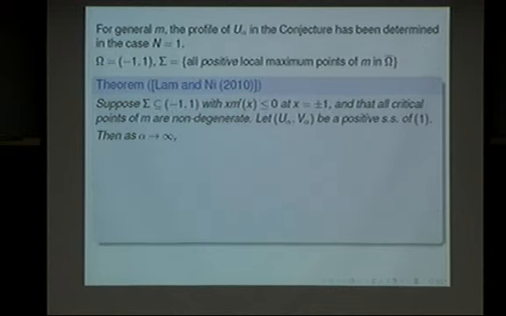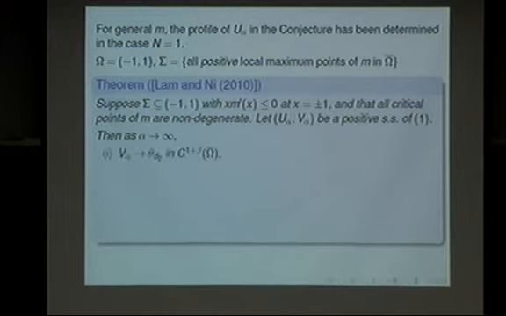Anyway, I also want to report some recent progress on this one. In n equal 1, this was in some sense completely solved. And our theorem is that, again, we are assuming all critical points are non-degenerate, but it could be more than one now, and it could have, of course, a local minimum. And this assumption is the same as the normal derivative of m on the boundary is non-positive.